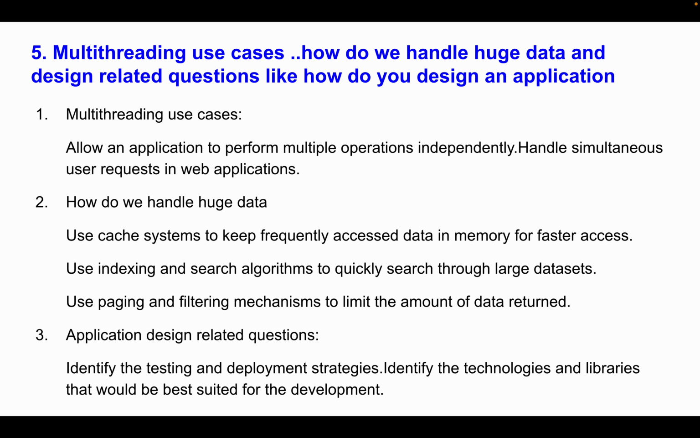Now the second question, how do we handle huge data? We can use caching systems to keep frequently accessed data in memory for faster access, use indexing and search algorithms to quickly search through the large database, and use pagination and filtering mechanisms to limit the amount of data returned. These are just a few examples.